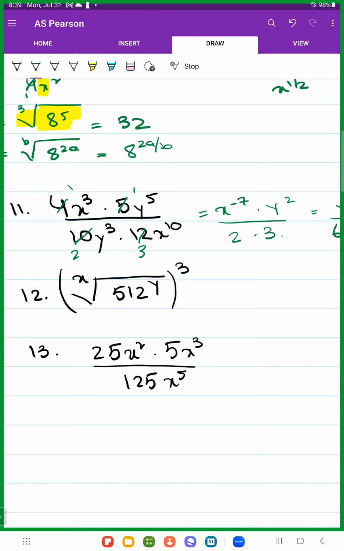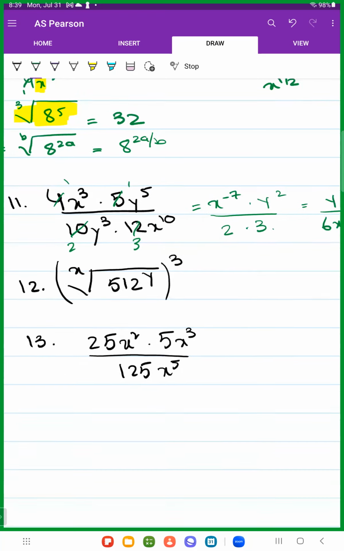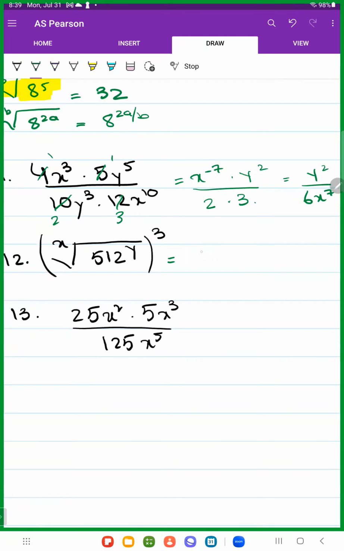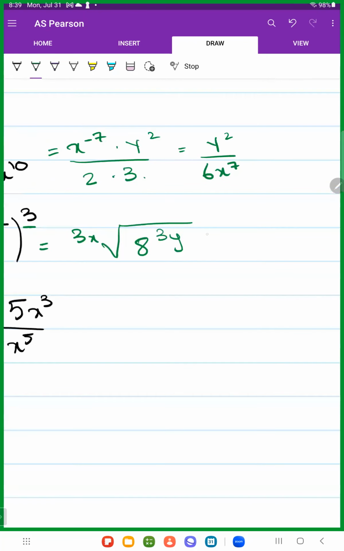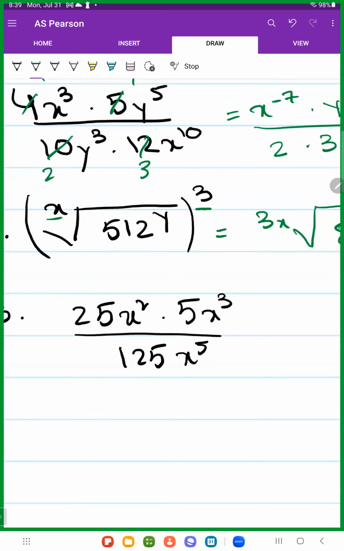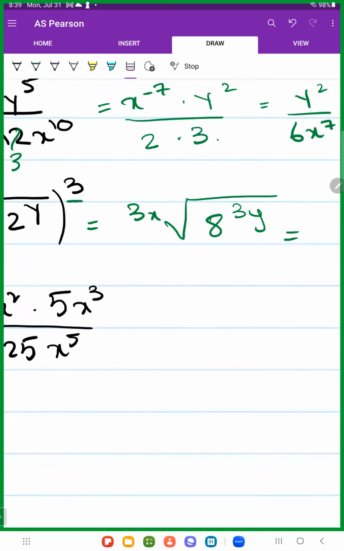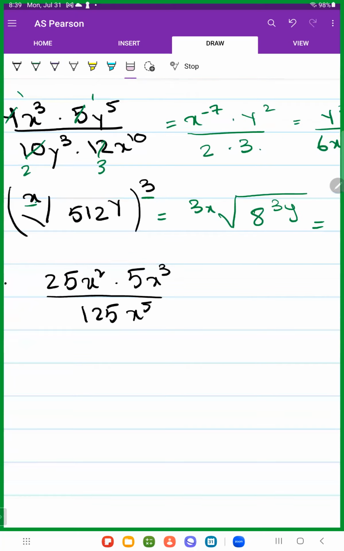So we know that 8 cube is 512. This would be multiplied by x. Did you do this? No. Where did your 3 go then? I took it inside. I did 8 to the power 3y. You can't do 8 to the power 3y with x, you will multiply it with this power. Or what you can do is, to avoid confusion, let me tell you something else.